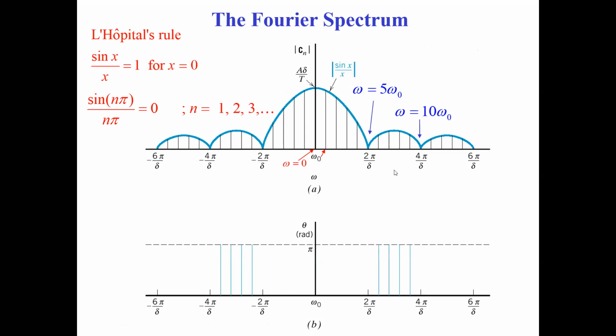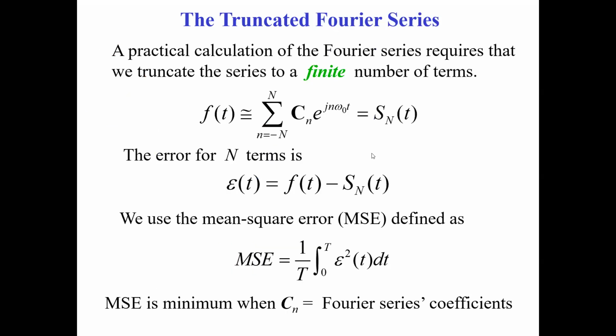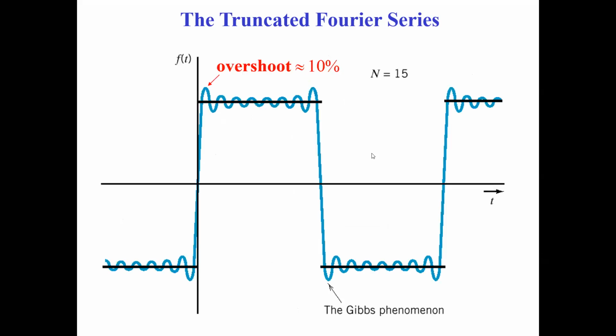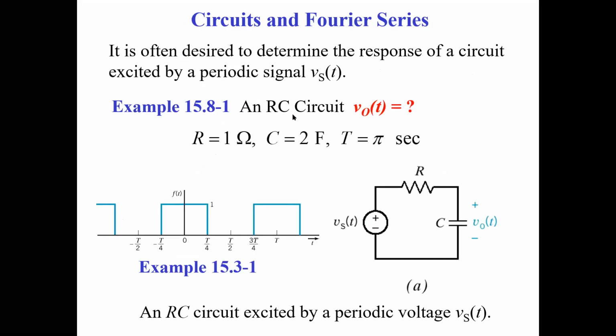That is L'Hopital's rule. And these things are overshoot. This is called the overshoot. And see, it is often desired to determine the response of a circuit excited by a periodic signal.